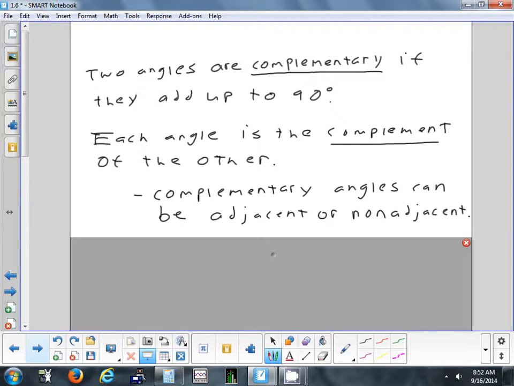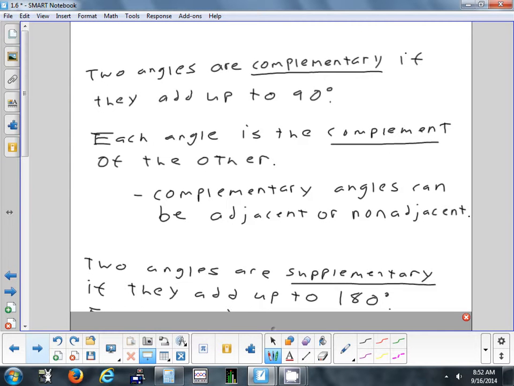So complementary angles can be adjacent, which means they're next to each other, or they don't even have to be next to each other.